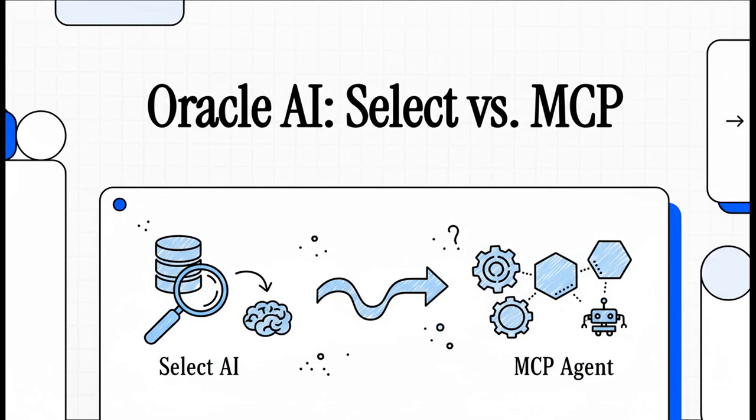All right, let's just jump right in. AI isn't just some buzzword anymore when we talk about the Oracle Autonomous Database. It's literally part of its foundation. But, and this is a big but, with all that power comes a really important choice you have to make architecturally. Today, we're going to break down two very different ways to get AI working. Select AI versus the MCP agent.